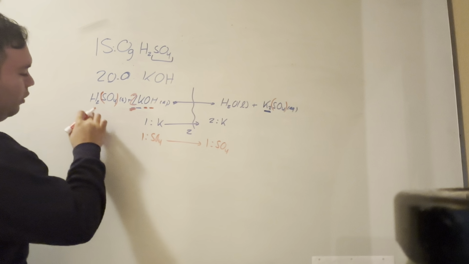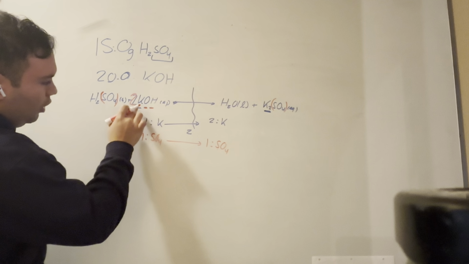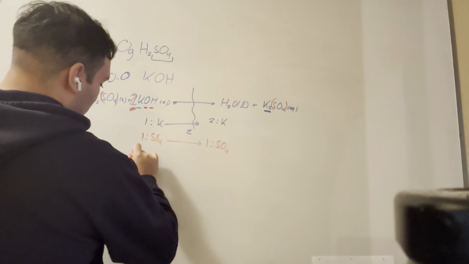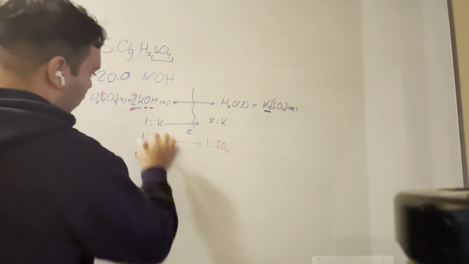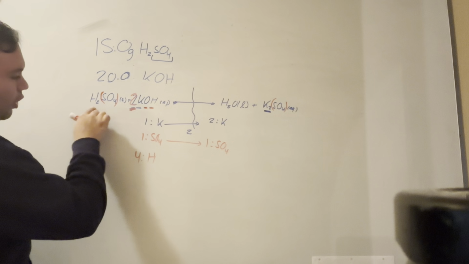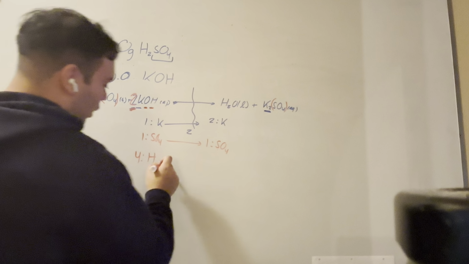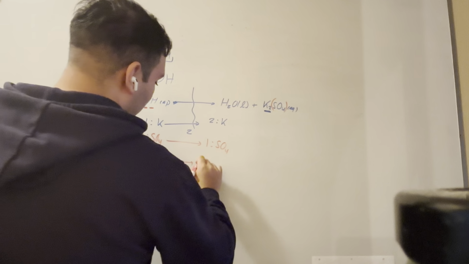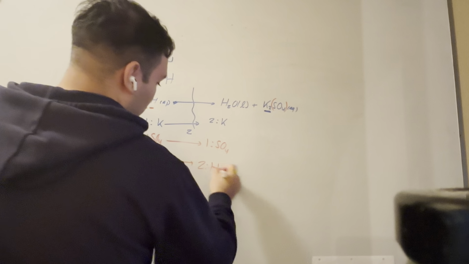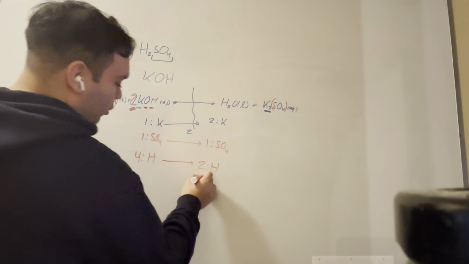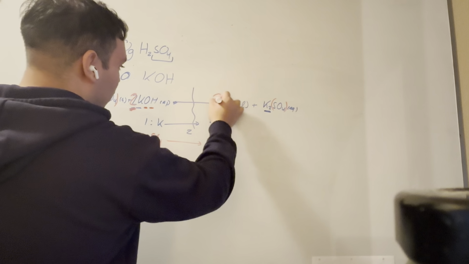On this side, we have 2 hydrogens plus 2 more hydrogens, and that comes from the 2 here. So there's 2 here, and then there's 2 there. How many on this side? We have 2 hydrogens. How do you go from 4 to 2? You multiply this side by 2, so you just add a 2 there.